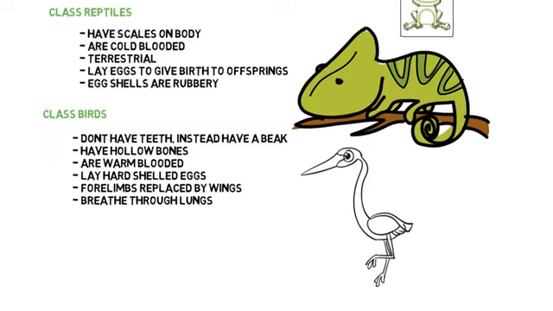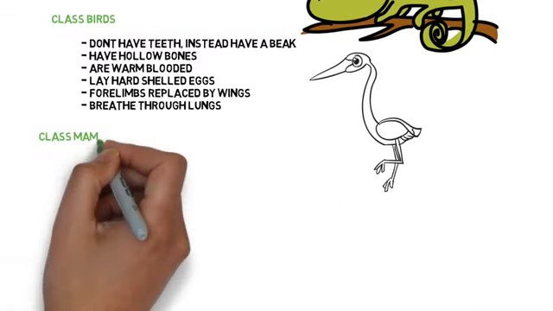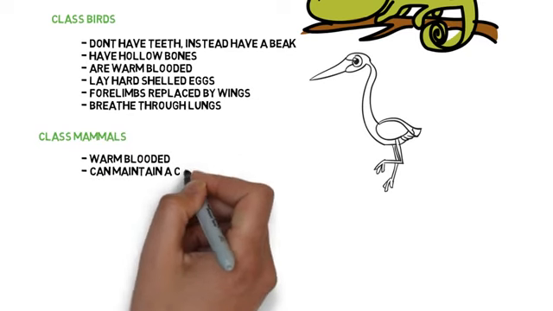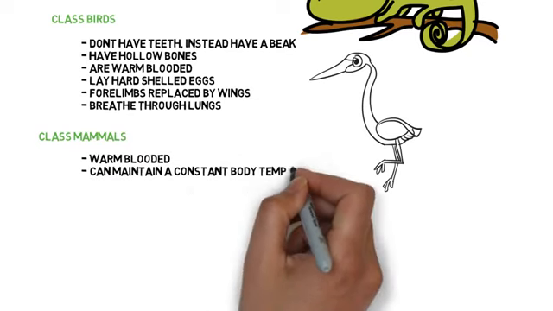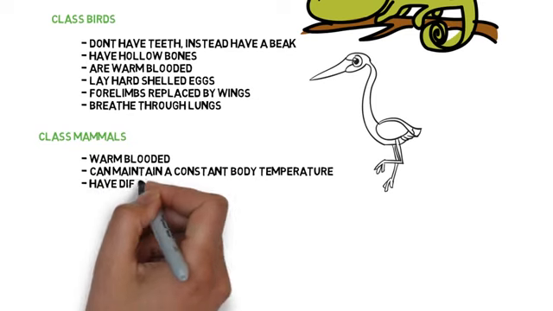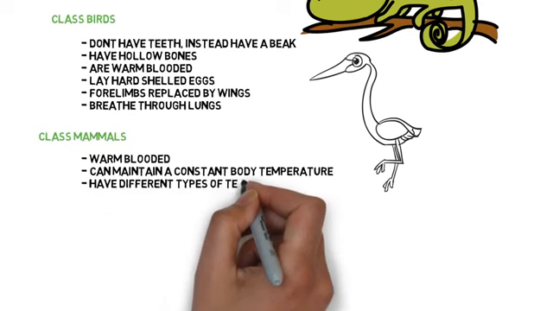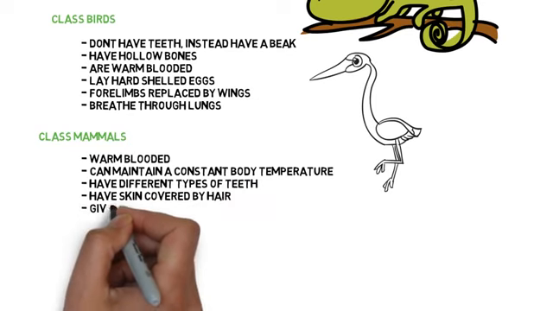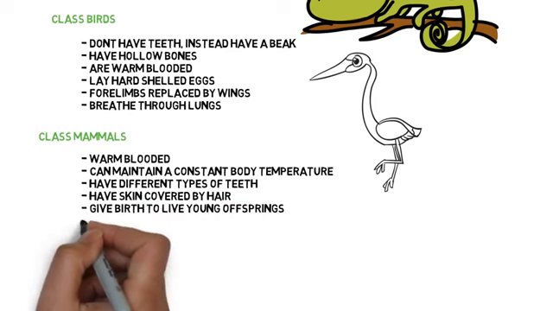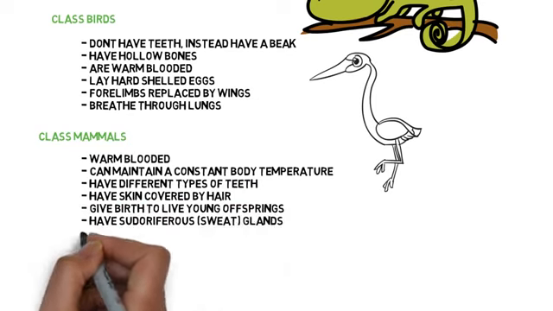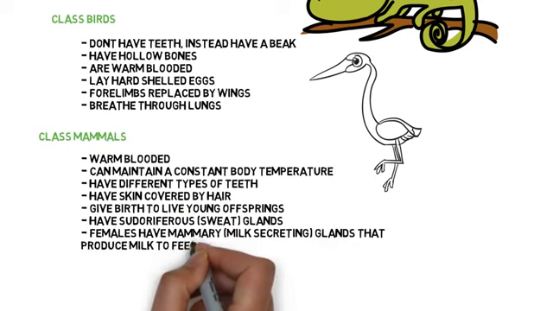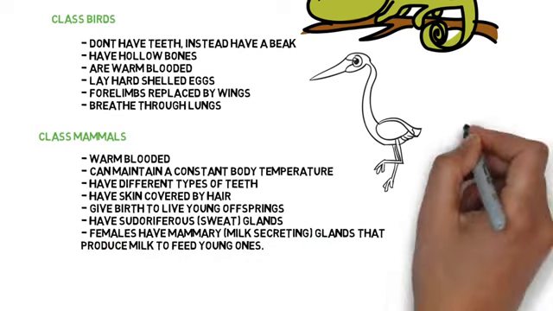Class Mammals. They are warm-blooded, can maintain a constant body temperature, have different types of teeth, have skin covered by hair, give birth to live young offspring, have sudoriferous glands, and the females have mammary, milk-secreting glands that produce milk to feed young ones. An example, of course, is the human being.